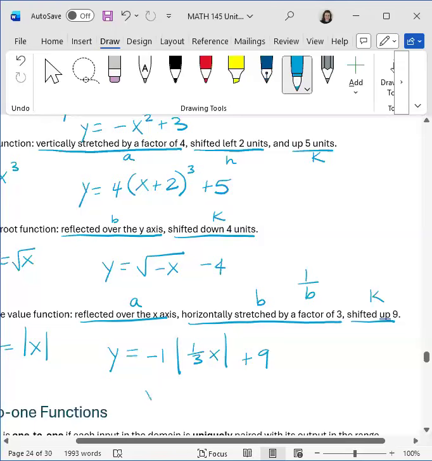Several different forms you can see this in. However, I'm going to write mine as the opposite of x over 3 plus 9 as my simplified version.